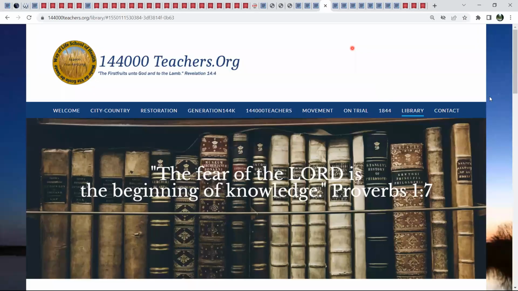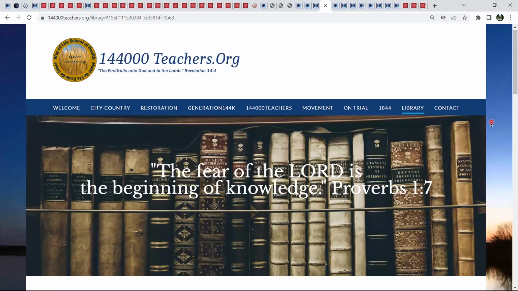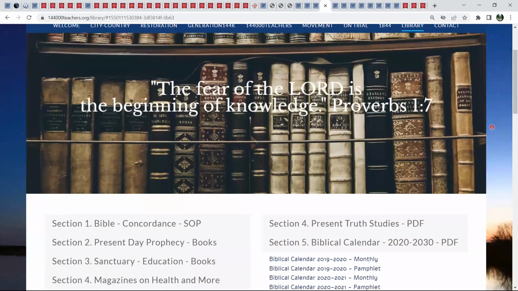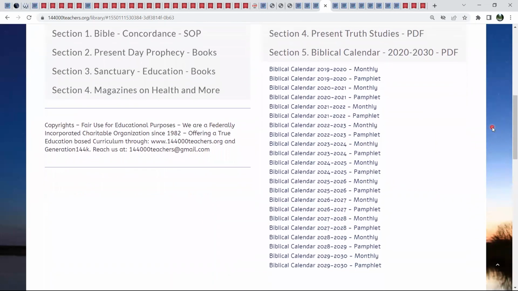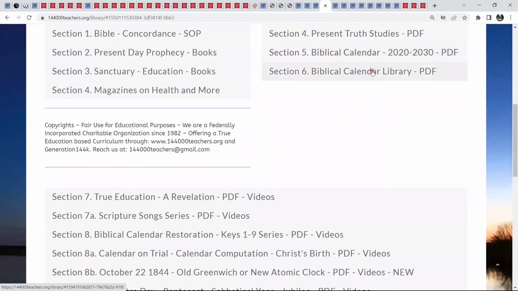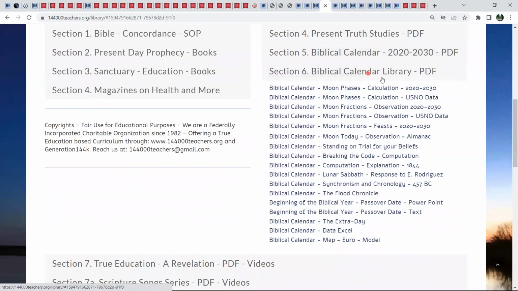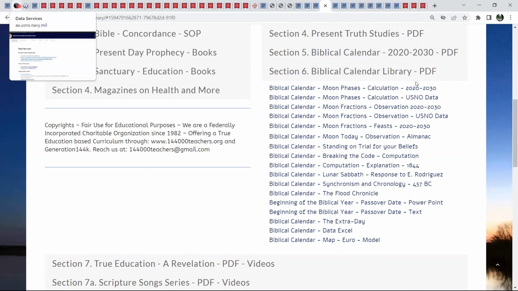But now we will show you in the library of 144,000 teachers, again, two sections that you need to pay attention to. The first section is the biblical calendar for 2020-2030, monthly in pamphlet format. And the second section is section number 6, the biblical calendar library for the moon phases calculation and the moon fractions observation, which we started with in showing you in USNO and Her Majesty Observatory.